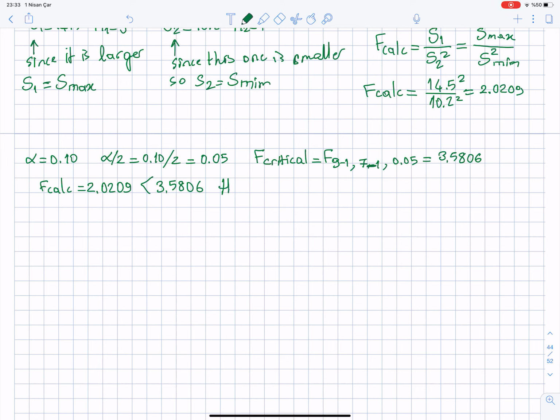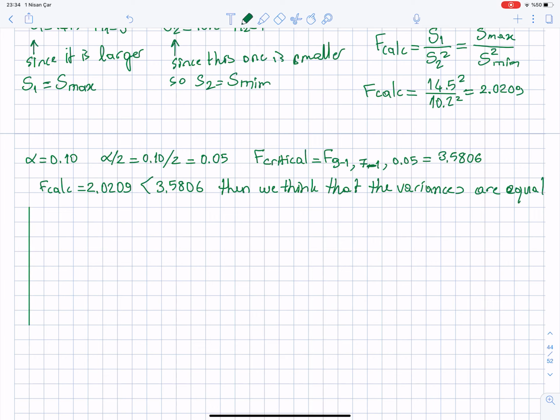and then we think that the variances are equal. So this is our conclusion. Of course, the alpha level is 10%. We have an error.